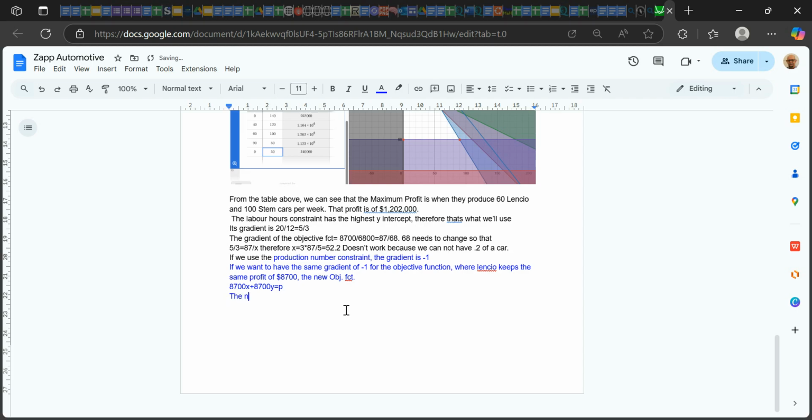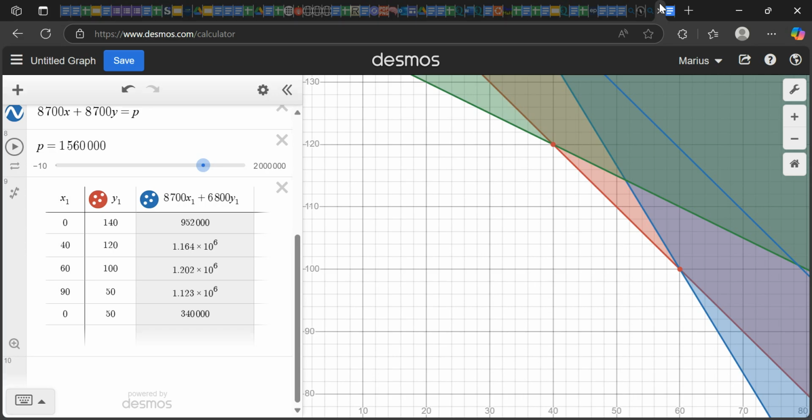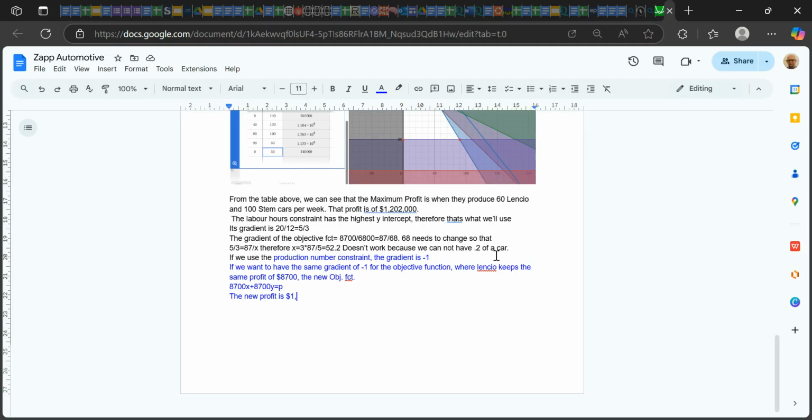The new profit is 1 million. What did we say? 560,000. 560,000, and it can be achieved by producing, and let's give a couple of values.